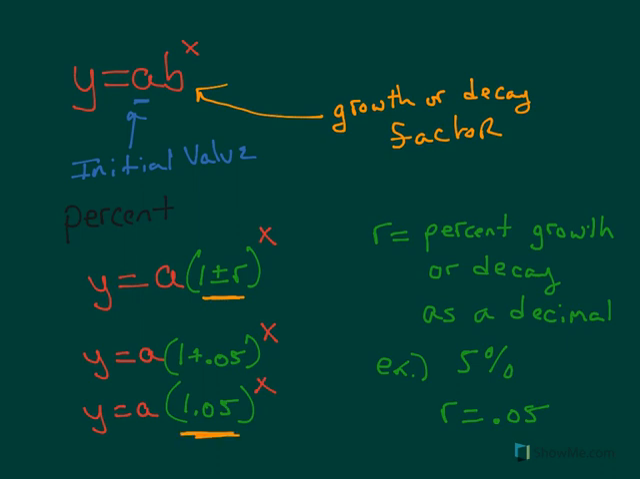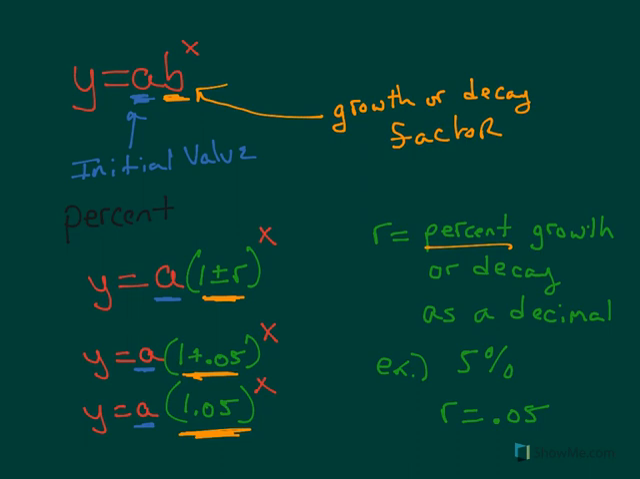So if you're given a percent, then you'll just need to work through using that rate to create the b value or the base for that particular equation. So this is all still the base, or the growth or decay factor, and this is still the initial value. So whatever value you are starting with.